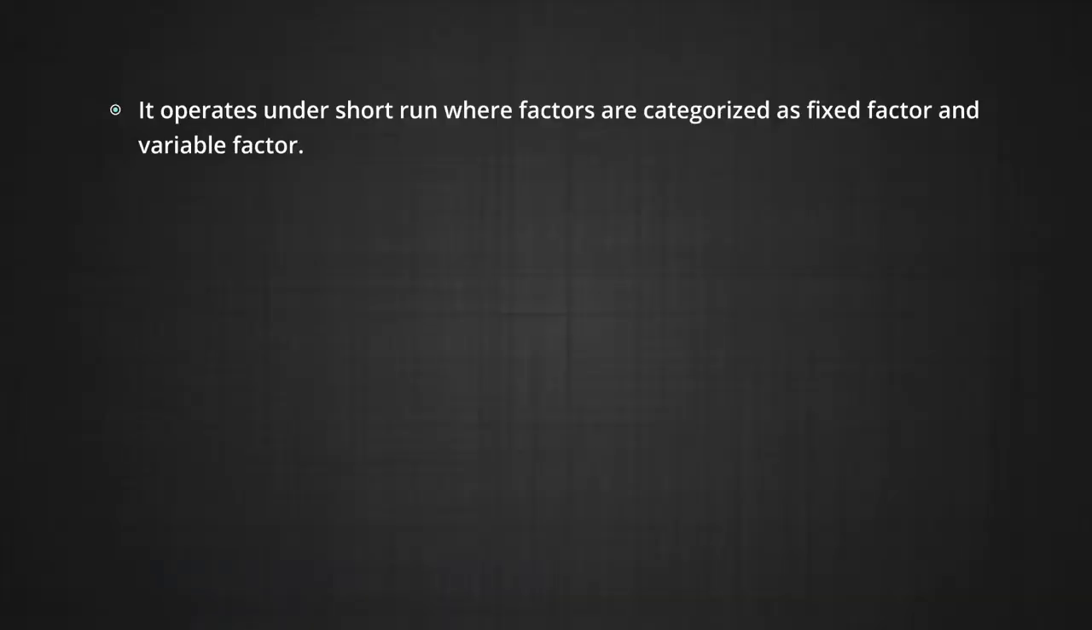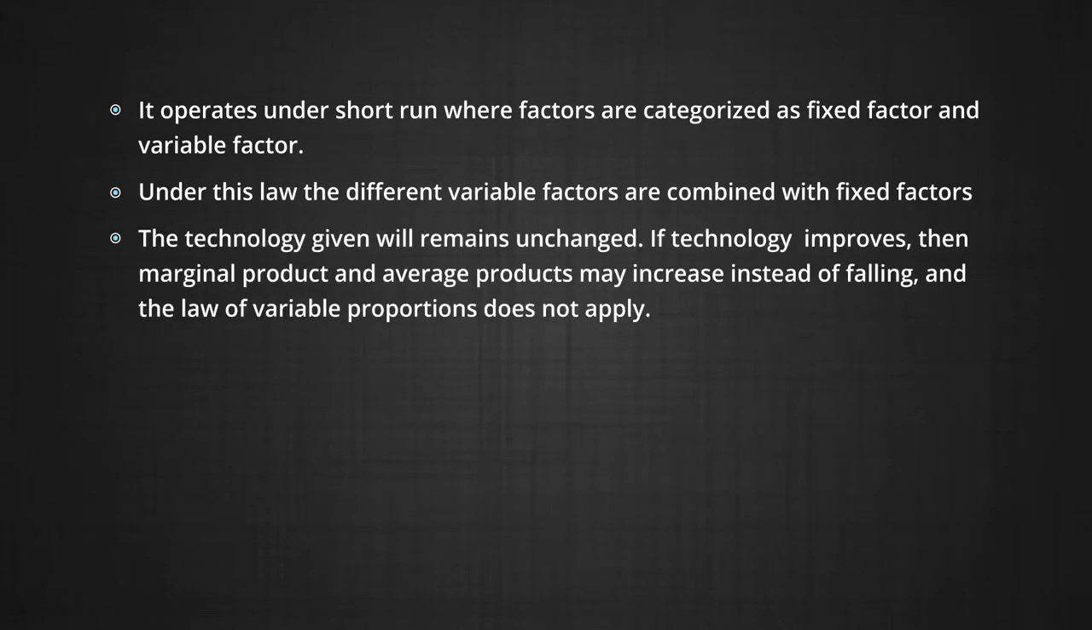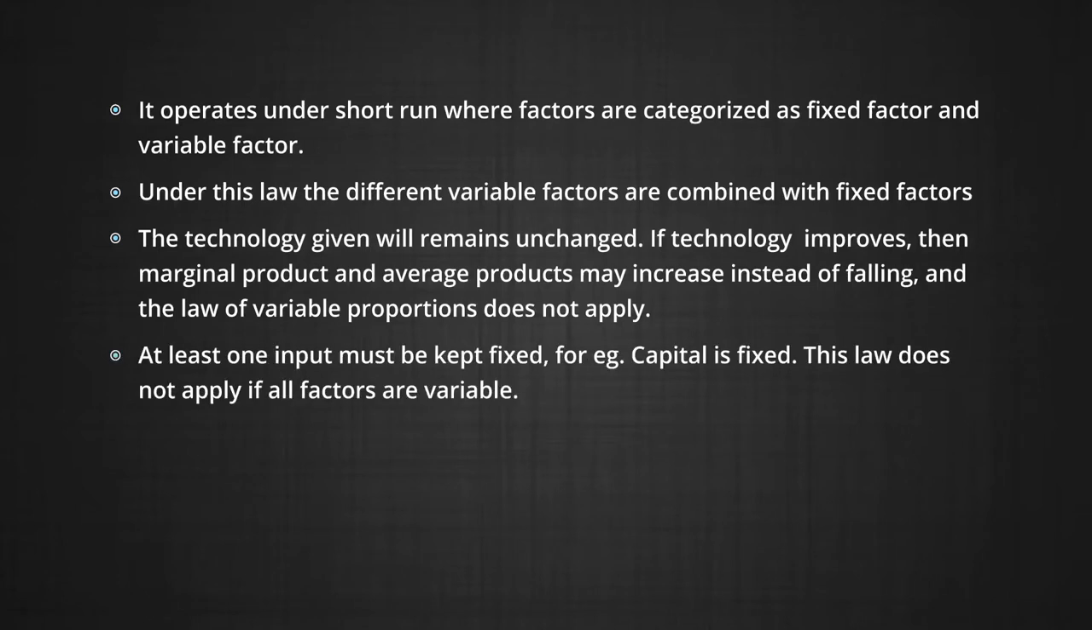First, it operates in the short run where factors are categorized as fixed and variable factors. Under this law, the different variable factors are combined with fixed factors. The technology given remains unchanged. If technology improves, then the marginal product and average product may increase instead of falling, and the law of variable proportions will not apply. At least one input must be kept fixed.